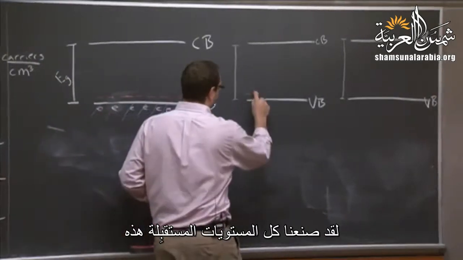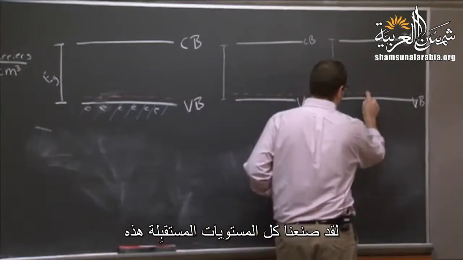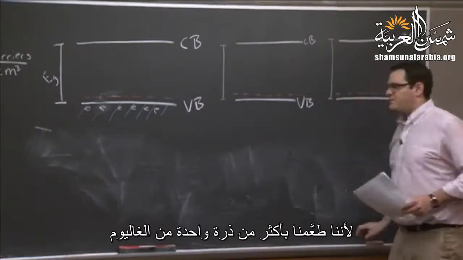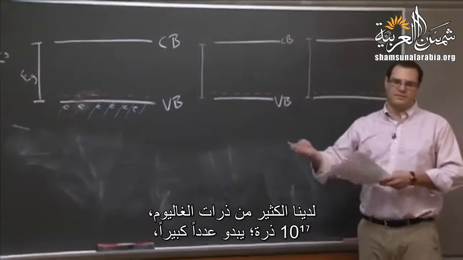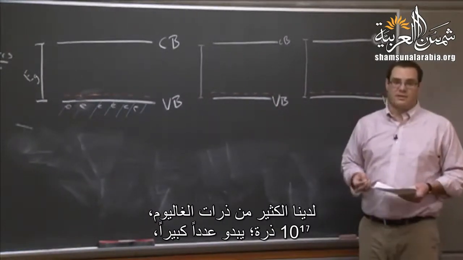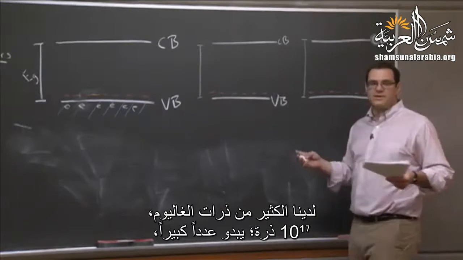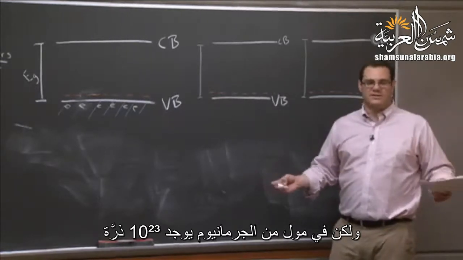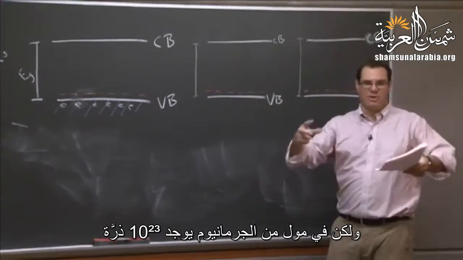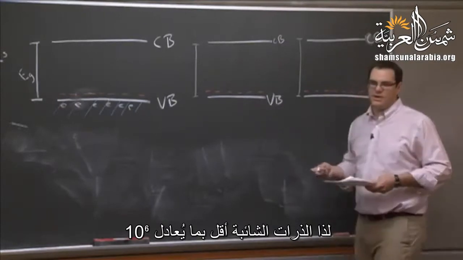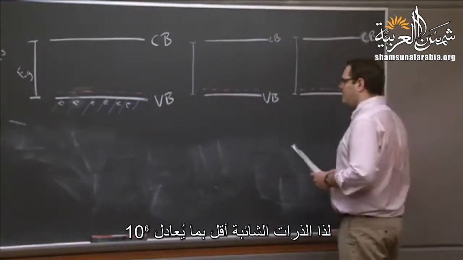We've created all these acceptor levels because we've doped with more than one gallium atom. We have many, many, 10 to the 17 gallium atoms, which sounds like a lot, but in a mole we have 10 to the 23 spots in a mole of material. So it's 6 orders of magnitude less.